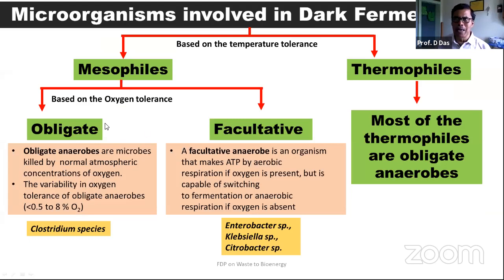Now if you look here, the mesophiles are again of two types. One is called obligate, another is facultative. Obligate anaerobes are very difficult to handle. You know that the dissolved oxygen concentration in the medium is about 10 to the power minus 56 moles per liter, which is very difficult to achieve. Facultative anaerobes can tolerate a little dissolved oxygen present in the fermentation pool. This we can use very easily. And thermophiles are mostly obligate anaerobes.